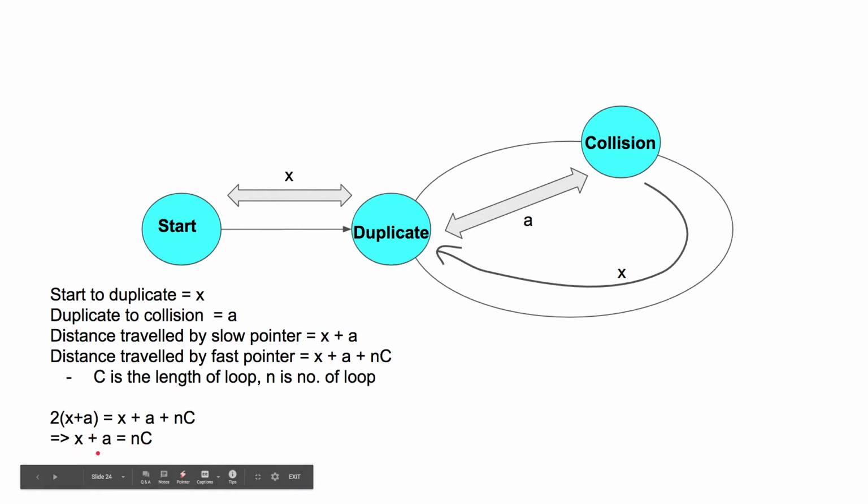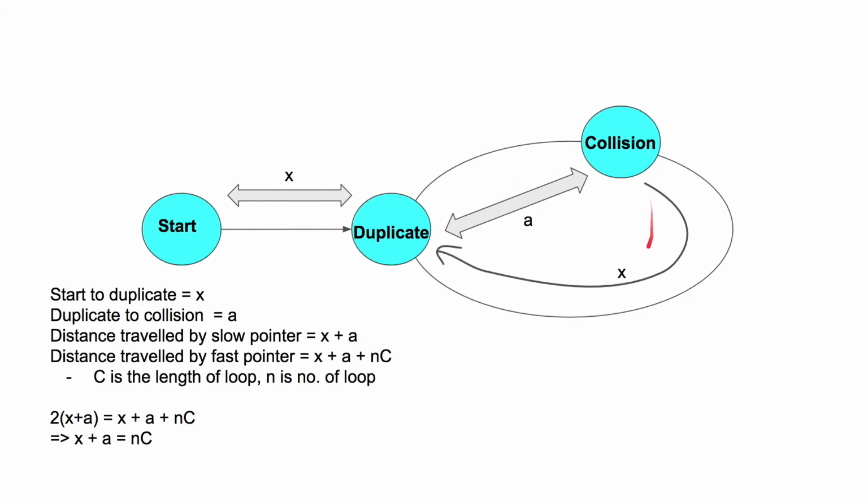and after solving this equation, we get x plus a is equal to nc. Now from this equation we can say x plus a equals nc, and here nc is nothing but multiple rounds of this loop. That means this point where the duplicate value lies, we can call it nc, right? And after traversing a plus x distance, every time you will be at this point.